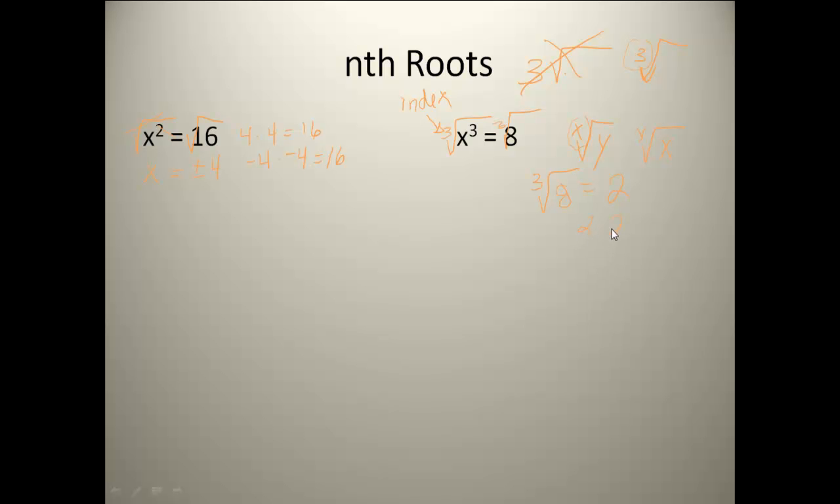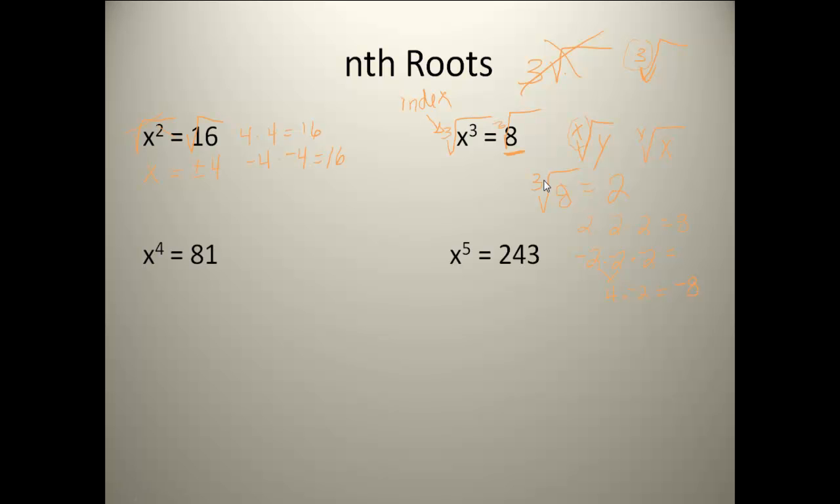The reason for that is that if I take 2 times 2 times 2, that will give me an 8. If I take negative 2 times negative 2 times negative 2, these first two negative 2's will give me a positive 4, and then a positive 4 times negative 2 will give me a negative 8. Well, that's not what I'm looking for here. I want the cubed root of just 8.